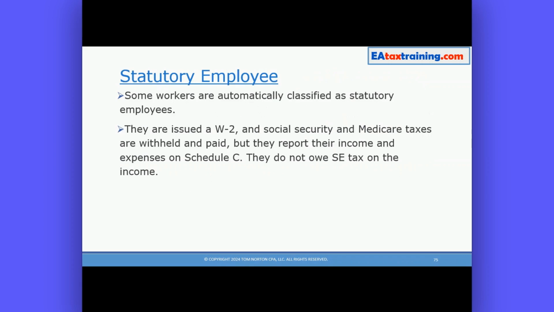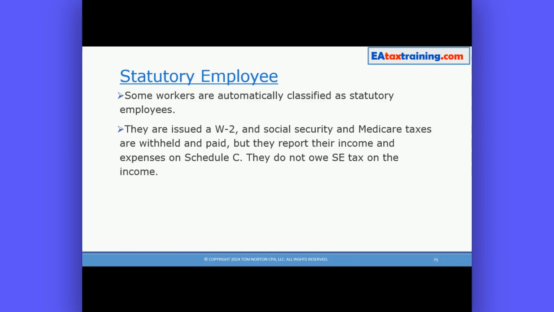There are some people who are considered statutory employees. In other words, they are automatically classified as statutory employees and they get a W-2, and Social Security and Medicare taxes are withheld, and the employer has to match the Social Security and Medicare taxes. However, even though they get a W-2, they report their income and expenses on Schedule C. So it's kind of a hybrid situation where you are an employee for payroll tax purposes, but you're an independent contractor for profit and loss purposes.